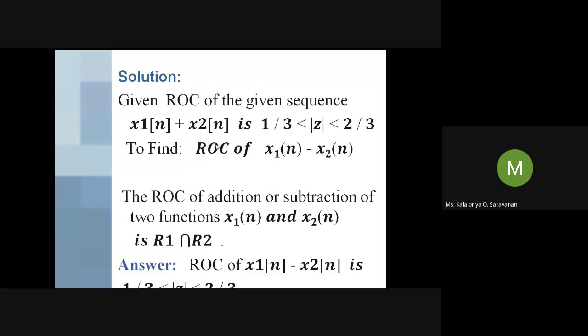The answer is that both ROCs will be the same. Whether any two signals are in addition or subtraction, the answer will be the same. So the ROC of the given signal x1 of n plus x2 of n is 1/3 less than modulus of z less than 2/3. The ROC of x1 of n minus x2 of n, which they have asked you, is also the same: 1/3 less than |z| less than 2/3. I hope you're clear with this concept.